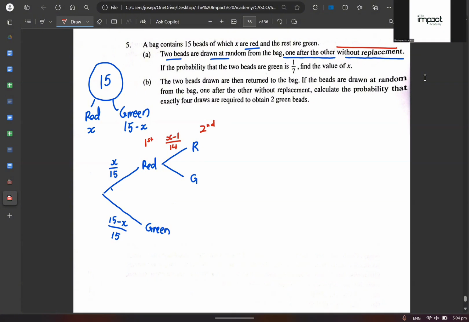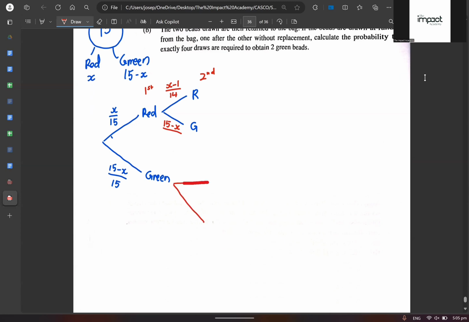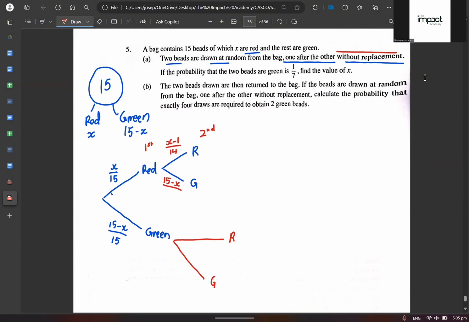So in that situation, my green will still be something. What do you think it will be? 15 minus x over 15 or over 14? No, 14. Why? Because there is no replacement. Okay, you got a little confused. Never mind, we draw the other one first. Red and green first. Because it is still 15 as they only drew red.